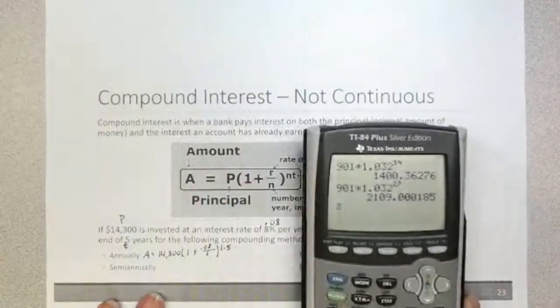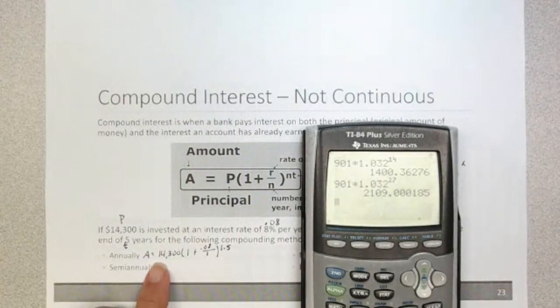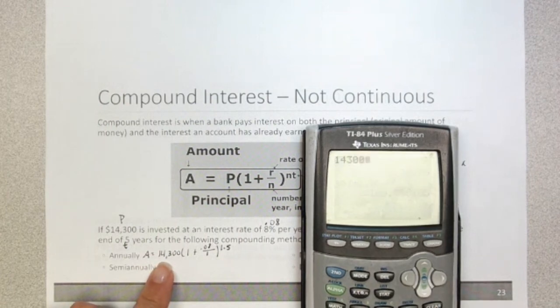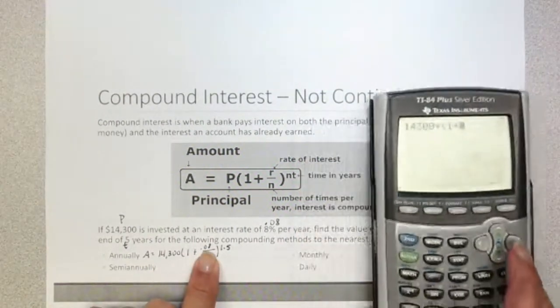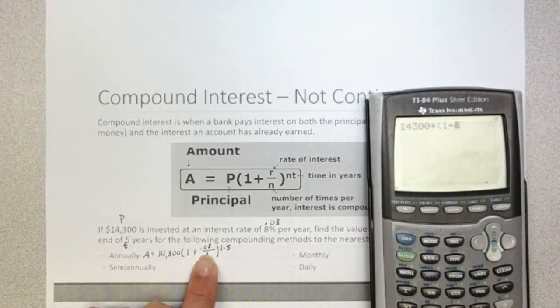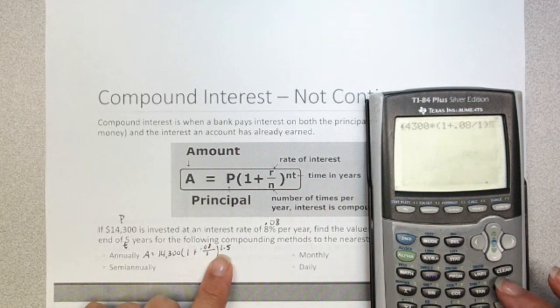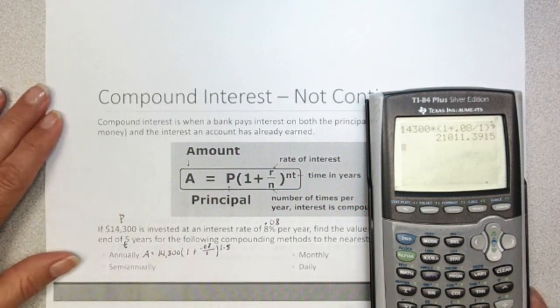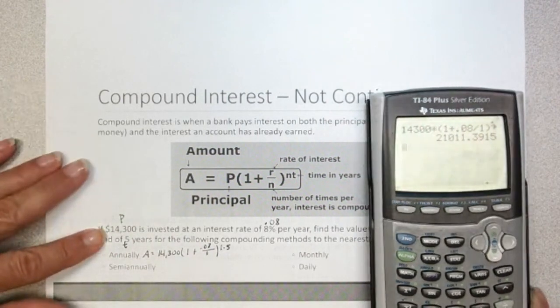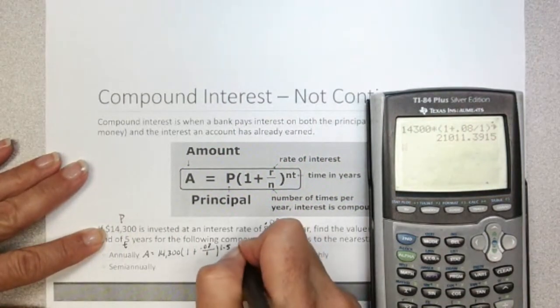So annual compounding is kind of like simple interest, isn't it? But let's see what this is after 5 years. We have our principal amount, $14,300, times 1 plus my rate of interest divided by 1, raised to the 1 times 5 power. We see that after 5 years, if I only compound annually, the $14,300 has grown to $21,011.39.